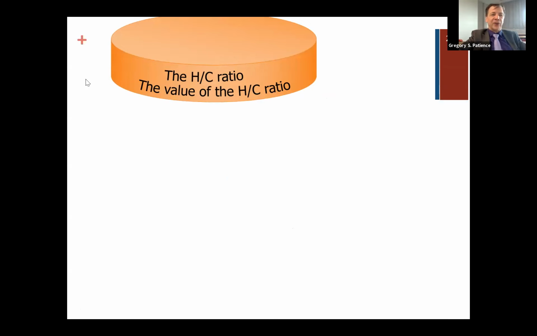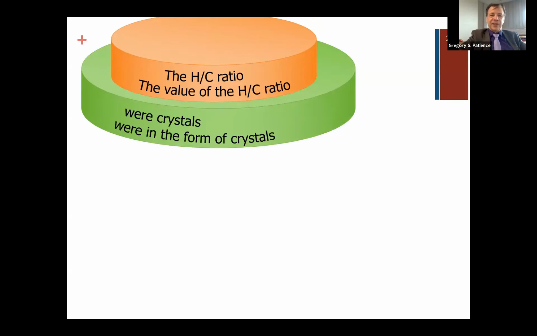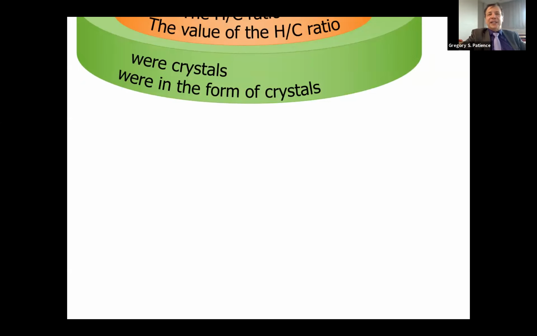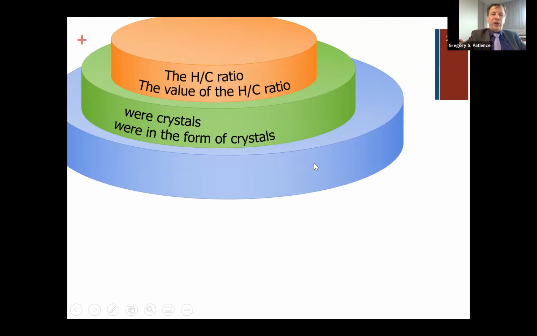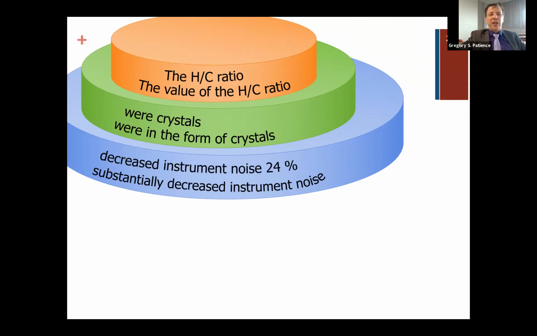So I have a little quiz or exercise where we try to find how we can improve this. The first is the HC ratio. So we've got here the value of the HC ratio. We're crystals, in the form of crystals. We can improve to say we're crystals. Substantially decreased noise. How could you improve that? It would be decreased instrument noise, 24%.